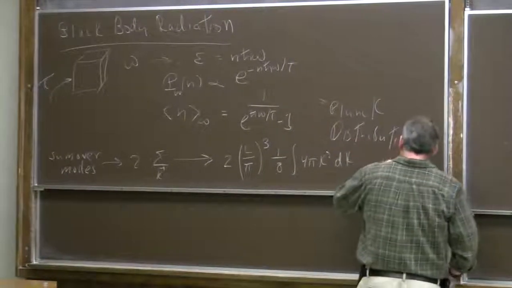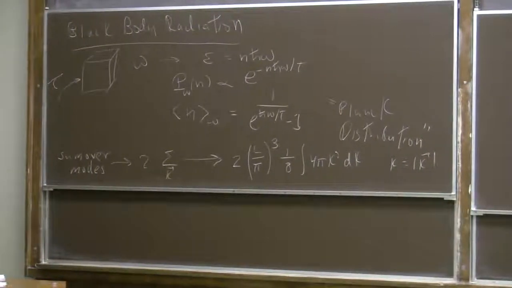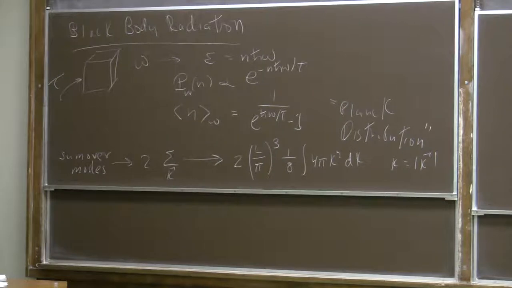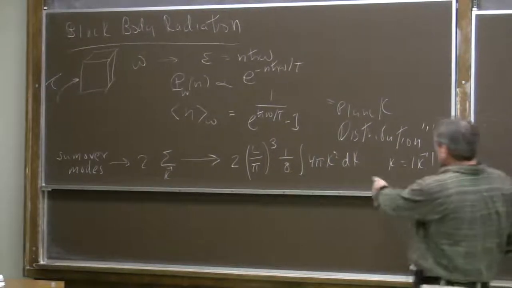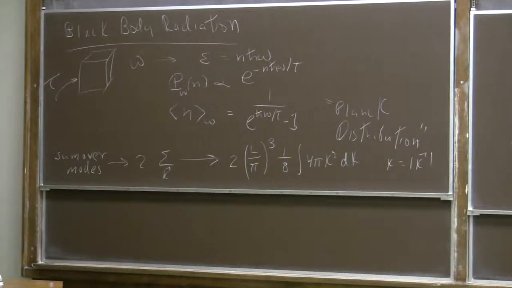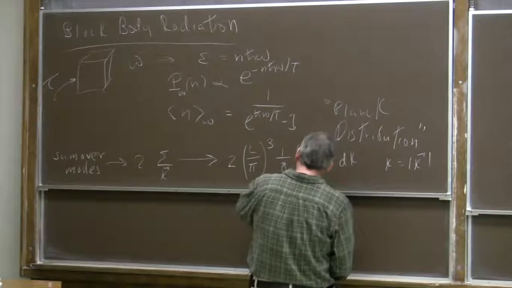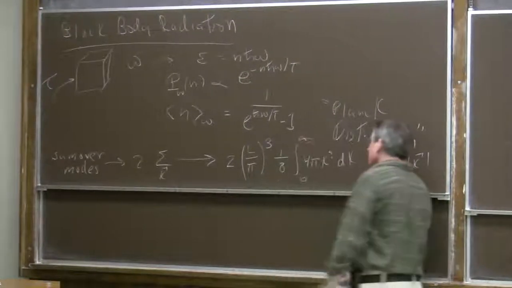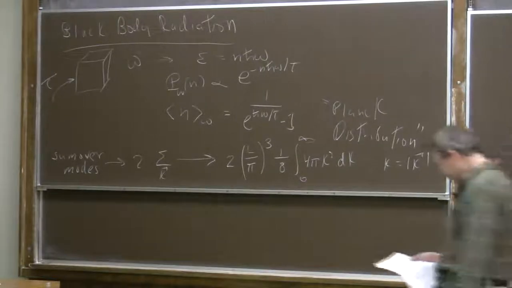And if I let k denote the length of the vector describing the wave number of the mode, integrating over modes means integrating over the length, then times the surface area in k space for a fixed value of the length of the 3-vector. That's the 4 pi k squared. And so I want to integrate, if I want to count all modes, from 0 to infinity, since that's the length of a 3-vector.